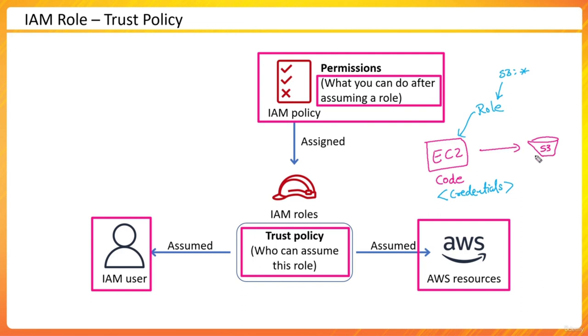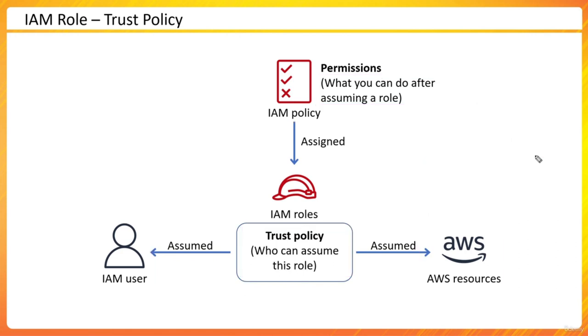A very common example along similar lines is Lambda as a service. When a Lambda function wants to talk to other AWS services, it would be associated with a role, and that role would have some policy associated, which will allow the Lambda function to perform those operations. So hopefully this is clear to you, right?